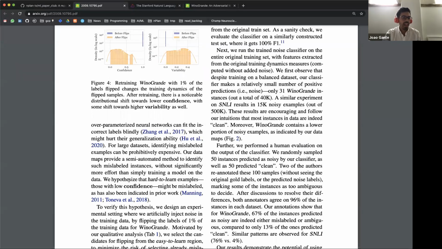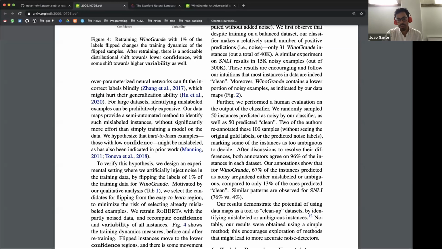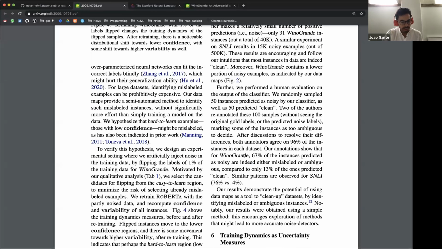So even though their data sets are simple, so the Winogrande is a binary classification and the SNLI only has 3 classes, I don't think this property will generalize well if you have a data set that has many classes. However, for the particulars of the experiments they executed here, it resulted quite well. So they were able to find a few examples that were incorrectly labeled.